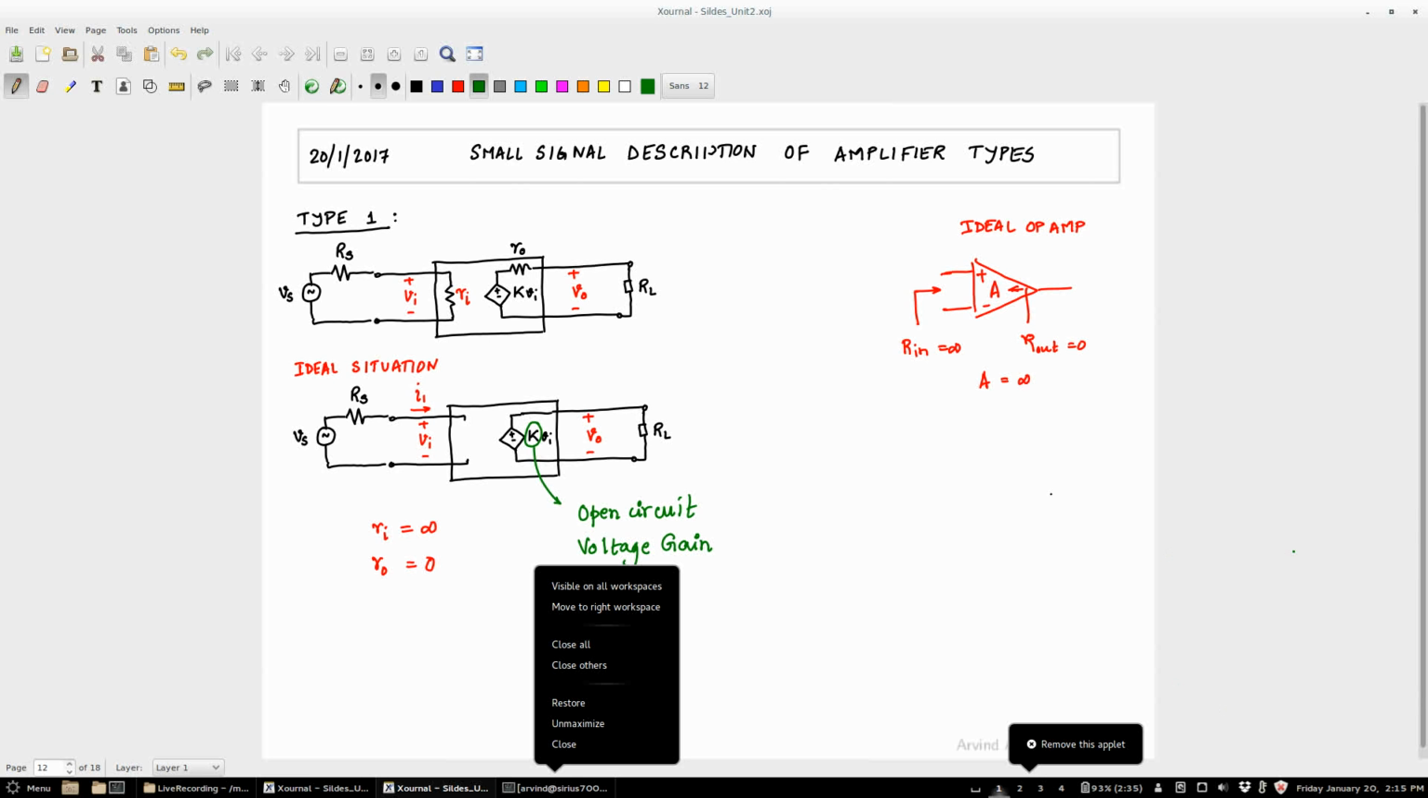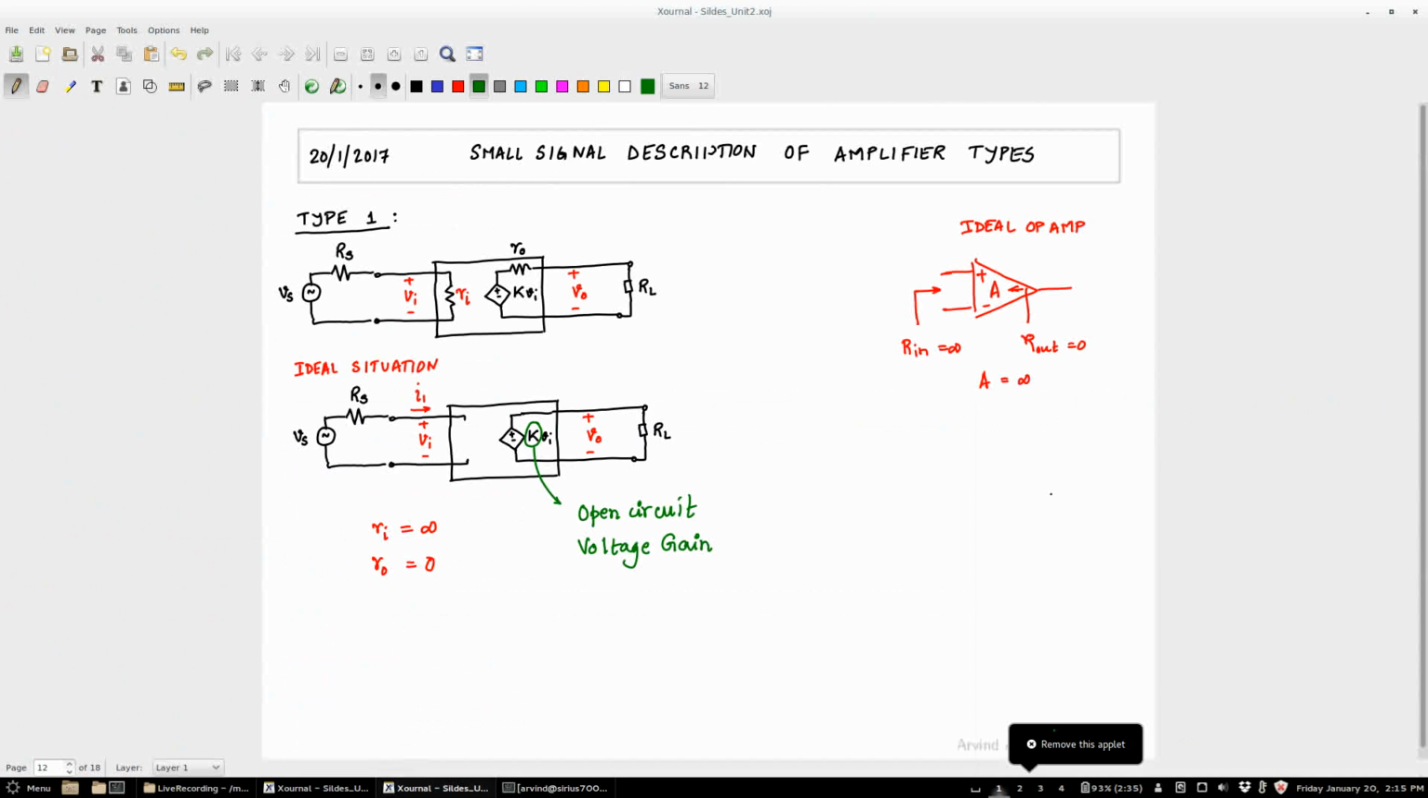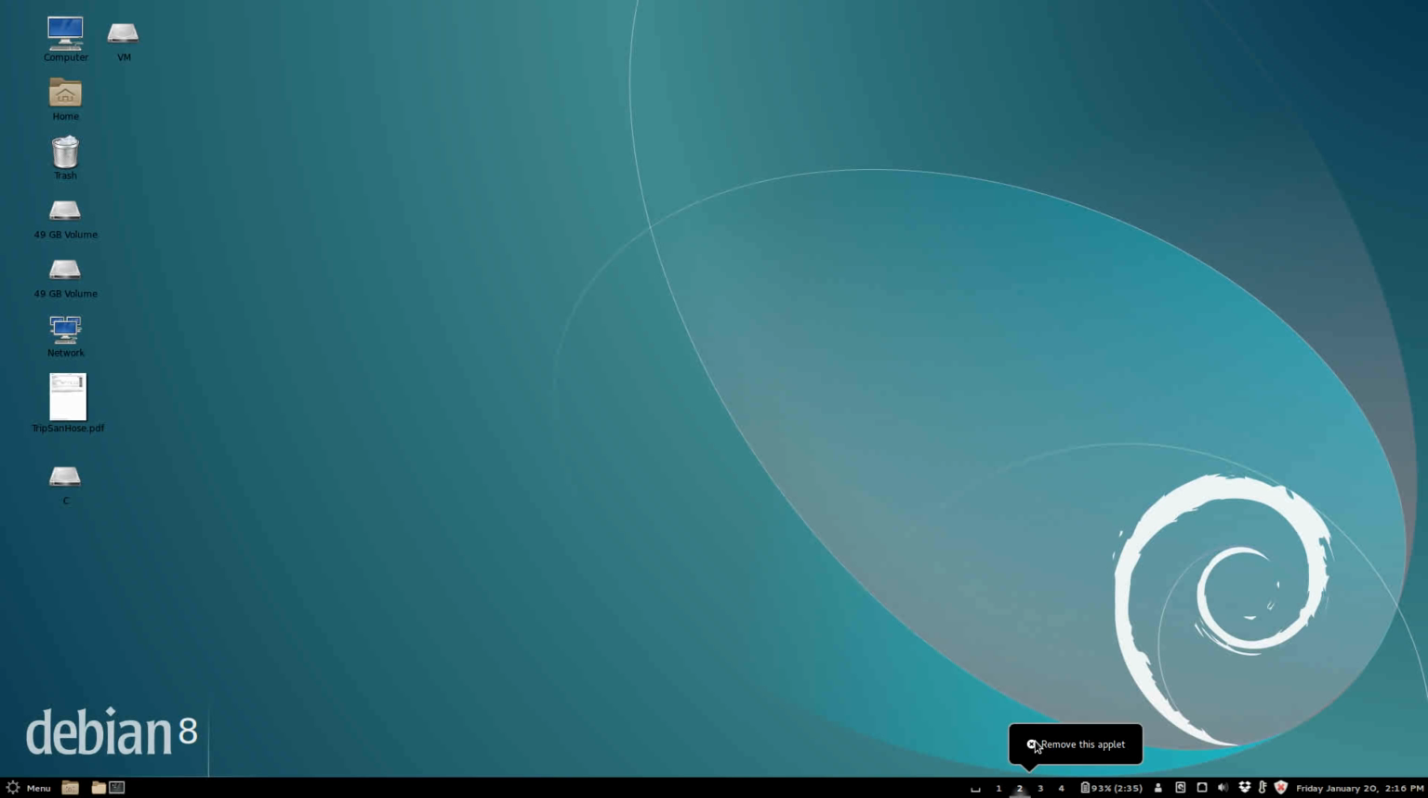So, this K sometimes is called as the open circuit voltage gain. The open circuit is the fact that input port of this amplifier looks like an open circuit. There is no current that flows through the input port of the amplifier.